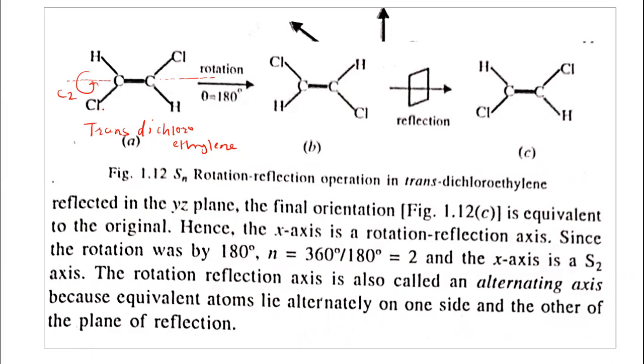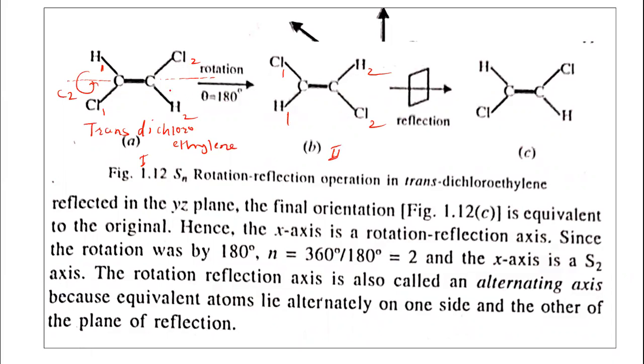Suppose this is chlorine 1, this is chlorine 2, this is hydrogen 1, this is hydrogen 2. Rotating this through the principal axis, what happens? We are getting an equivalent orientation. Now chlorine 1 will be here, hydrogen 1 will be here, this is chlorine 2, this is hydrogen 2. So this is the first orientation, and this is the second one.